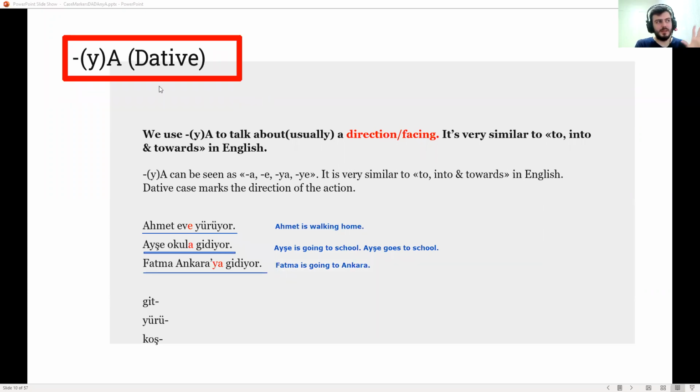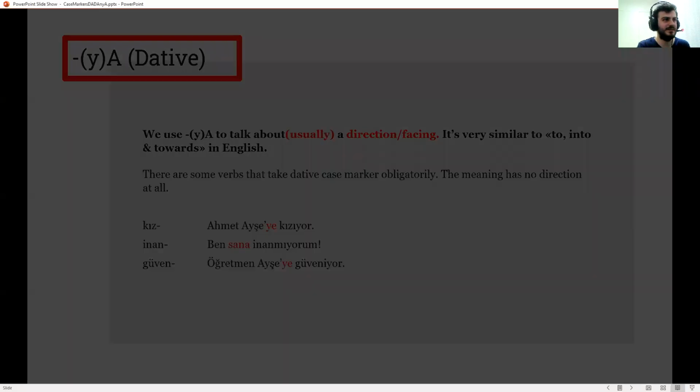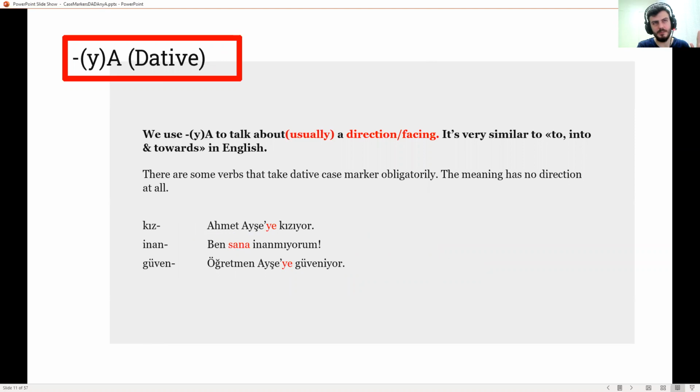So that's it about the dative. But then we have, as I said, some verbs that don't make any sense in terms of direction and facing logic, but they also have to go with the dative case. And I have 3 examples for them. Those are kızmak, inanmak, and güvenmek. Kızmak is to get angry. Let's write it on the left side this time. To get angry at someone, maybe we can say. Let's write it like that.